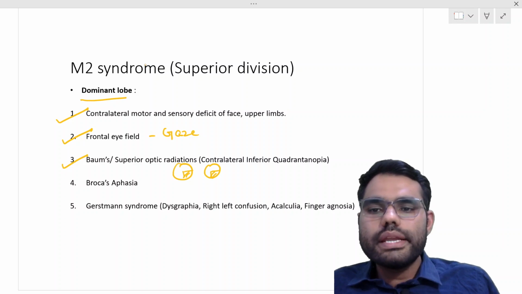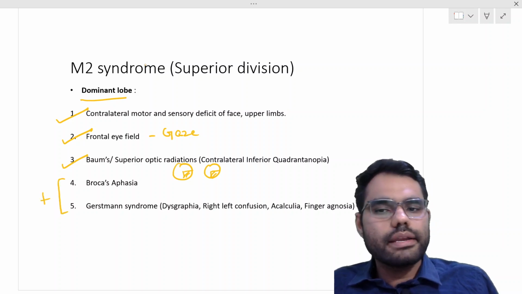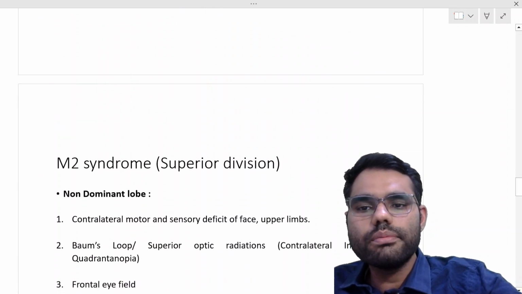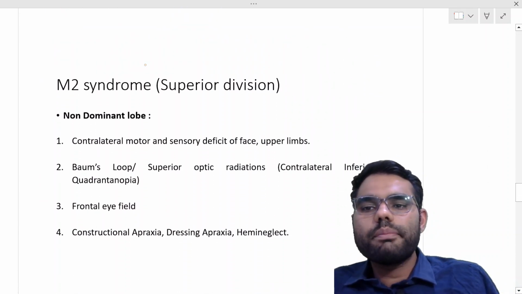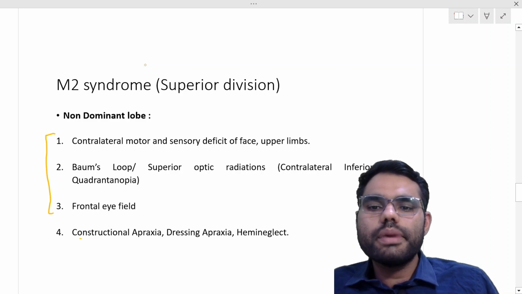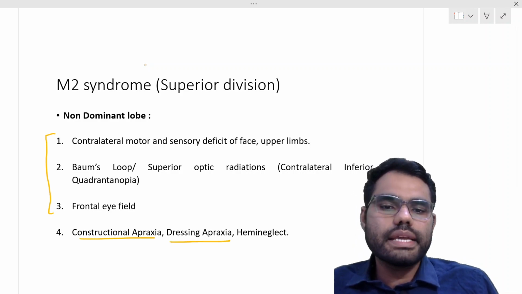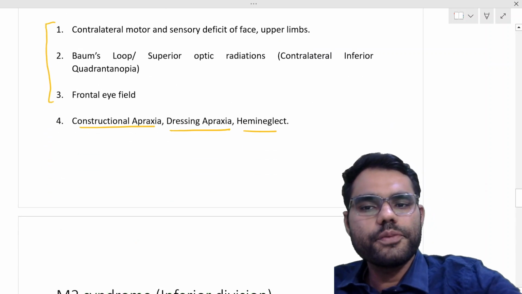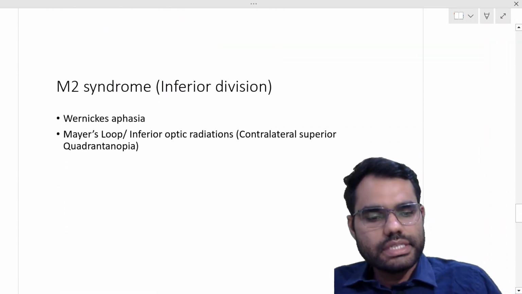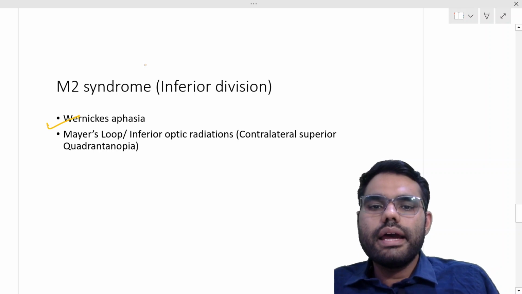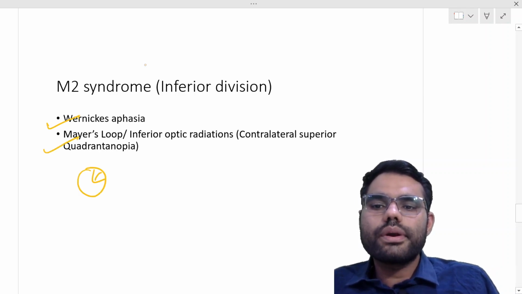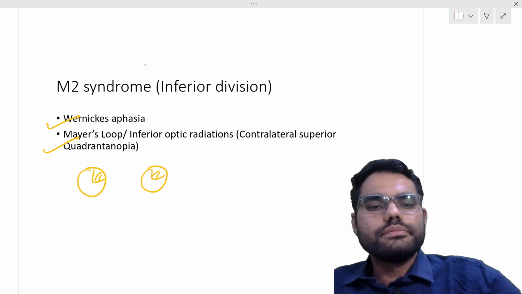Apart from that, two additional features, Broca's aphasia and Gerstmann syndrome, would be there on the dominant lobe. In the non-dominant lobe, apart from the three things, there would be constructional apraxia, dressing apraxia, and hemi-neglect. And in the inferior division, there would be Wernicke's aphasia and contralateral superior quadrantanopia.